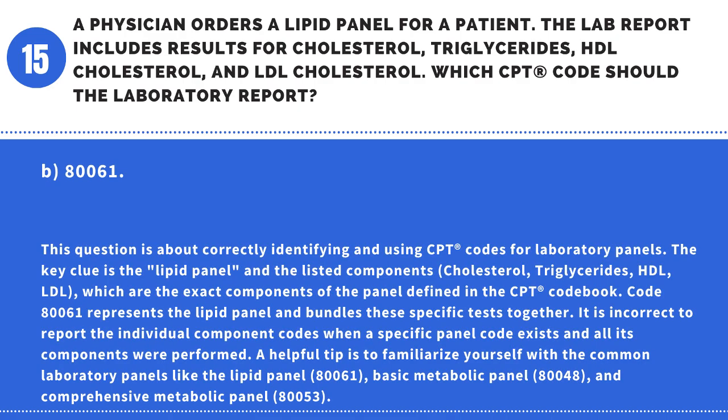Answer: B. 80061. This question is about correctly identifying and using CPT codes for laboratory panels. The key clue is the lipid panel and the listed components: cholesterol, triglycerides, HDL, LDL, which are the exact components of the panel defined in the CPT codebook. Code 80061 represents the lipid panel and bundles these specific tests together.